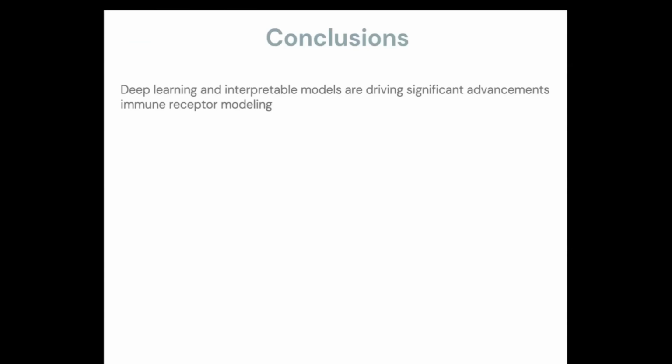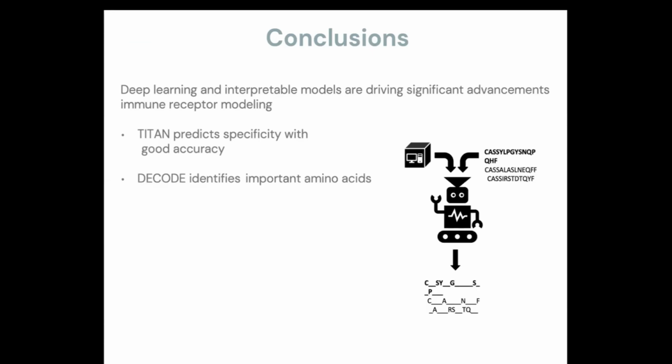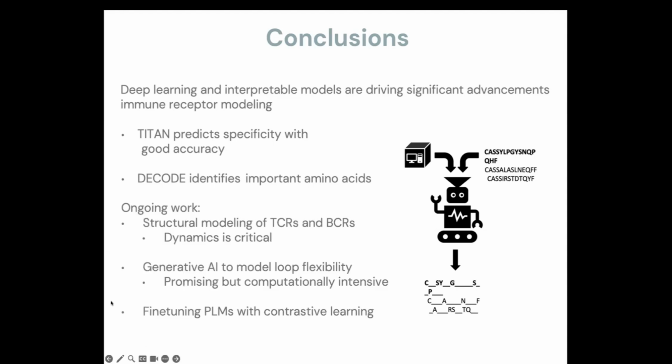My team is quite interested in developing deep learning models, and interpretable deep learning models, to model both T-cell receptors and antibodies. For T-cell receptors, I told you a little bit about the earlier work we did at Zurich using sequence-based models, both TITAN and also the code, which is our approach for interpretability. More recently, we are starting to look at how to model the structure, or how to integrate the structural information about both T-cell receptors and B-cell receptors.